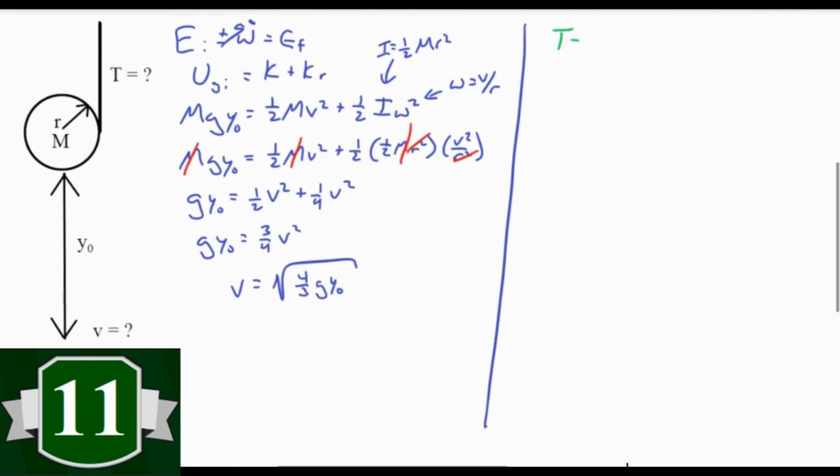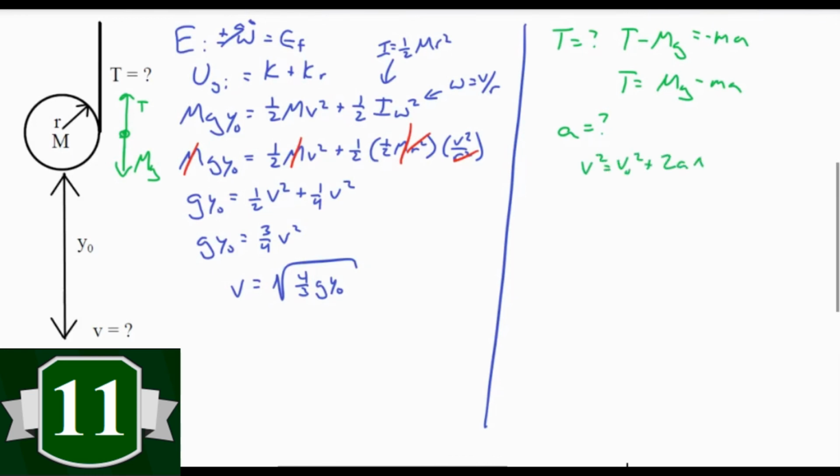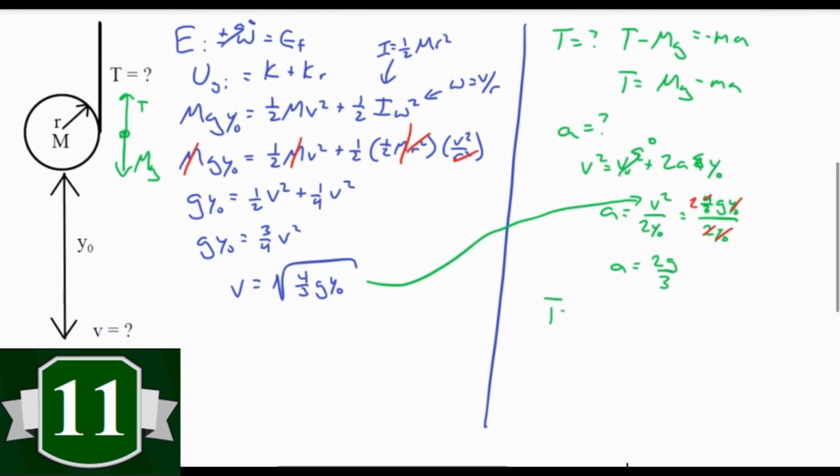To find the tension, we can draw a free body diagram of tension up versus gravity down. And so that gives us T minus mg equals minus ma. So taking that, we say, well, what is acceleration? Let's just use kinematics. V squared equals v naught squared plus 2a delta y. V naught is 0, delta y is y naught. So we can solve for a, substitute in our velocity, and then get a equals 2g over 3. Plugging that back in for tension, we get tension is 1/3 mg.